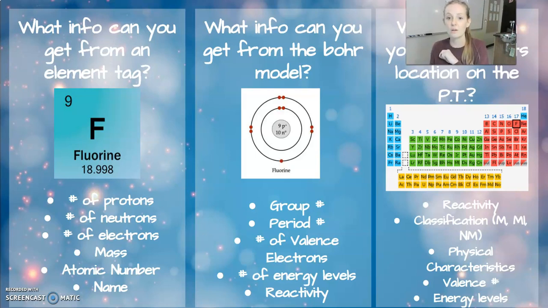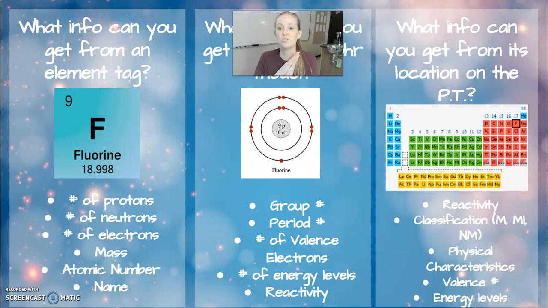Okay, and then our last one, we have what info can you get from the location on the periodic table? So, based on where it is on the table, you can tell these different pieces of information. You can tell its reactivity. You can see a kind of bolded fluorine on that tiny little periodic table. Again, it's in group 17. And we know that group 17 is highly reactive. We can tell its classification. Since it is that far right on the periodic table, we know that area's classification is nonmetals.